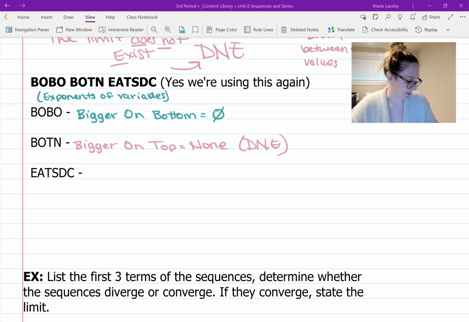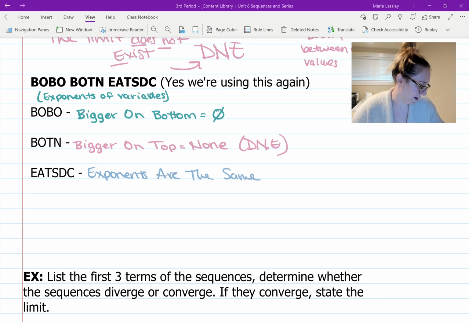Exponents are the same, divide coefficients.